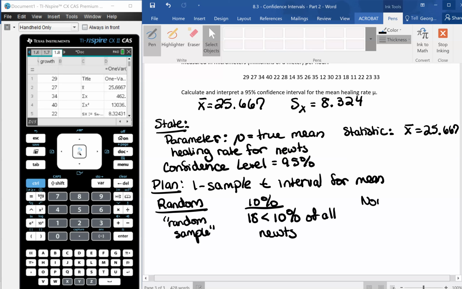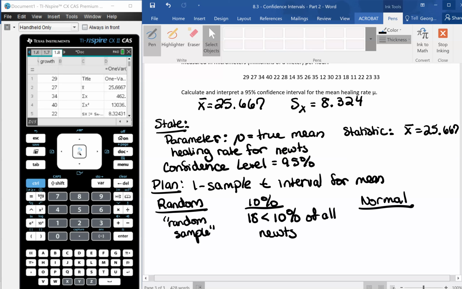Alright, now normal. Let's go through the list from easy to hard. So easy would be they said it was normal. Unfortunately, they did not. Second is sample size. So is our sample size 30 or bigger? No, it is not. It is only 18 again. So that means we have to look at the graph.